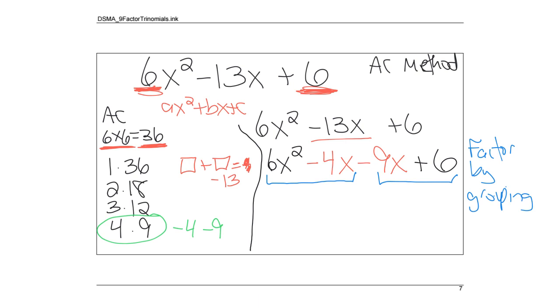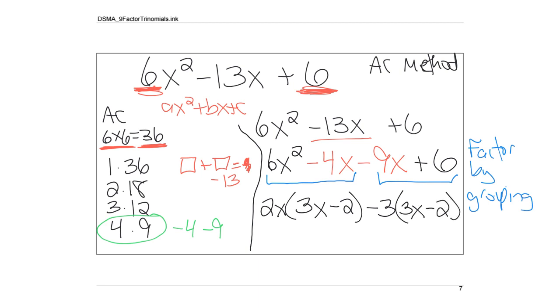All right, so if I look at 6x squared and -4x, I have 2x in common, and that leaves me 3x minus 2. If I look at -9x and 6, we always take the first term sign, so we're going to take negative, and 9 and 6 have a 3 in common, and that leaves me -9x divided by -3 gives me 3x. 6 divided by -3 gives me -2.